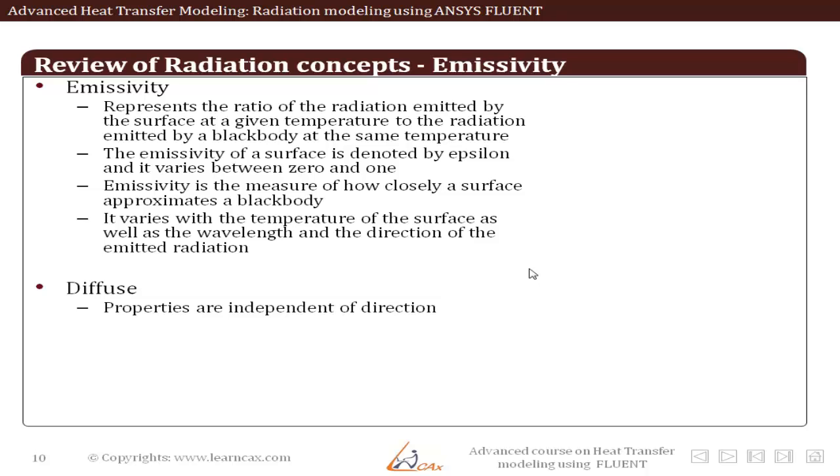Now there are two types of materials which are real materials and not ideal like black body. First is diffuse, which is defined as the material whose radiation properties are independent of direction. Second is gray matter, whose properties are independent of wavelength.